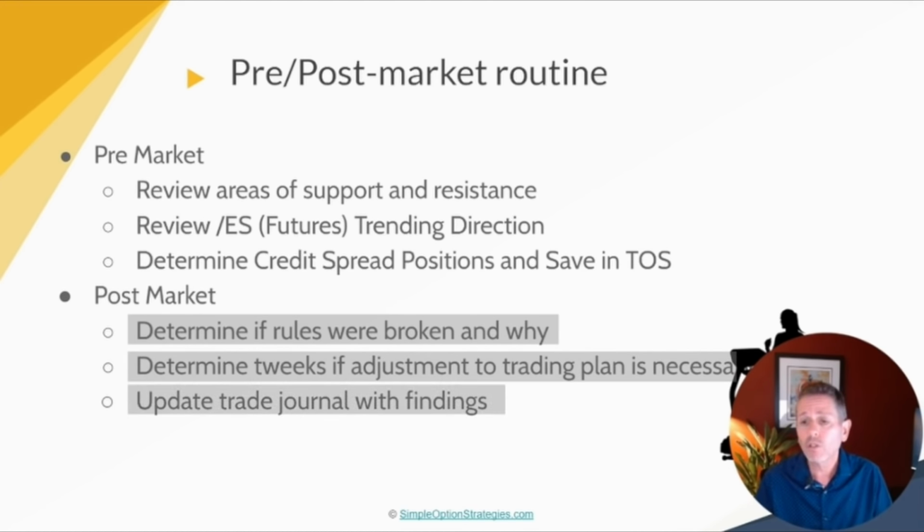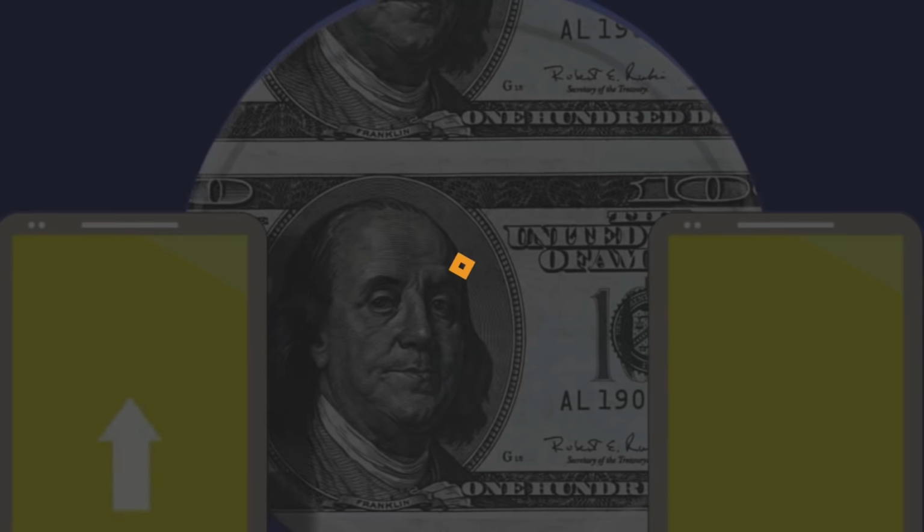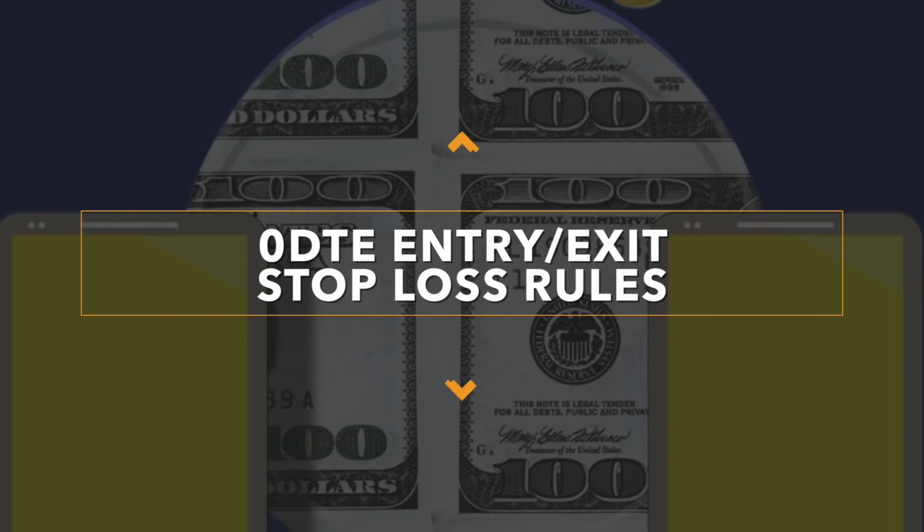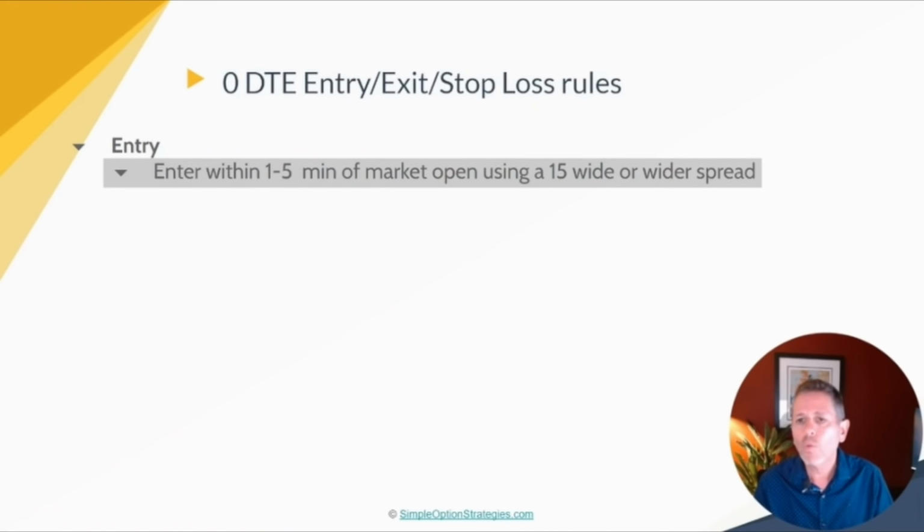Especially as a new trader with a new strategy, you want to keep a trade journal and make sure that you're doing the right thing all the time. So let's talk about the real trade plan here. I enter within 1 to 5 minutes of the market open using 15 wide or wider spreads. Typically it's 15 wide, and I am testing different ways of possibly rolling trades using wider spreads, but that's beta right now.